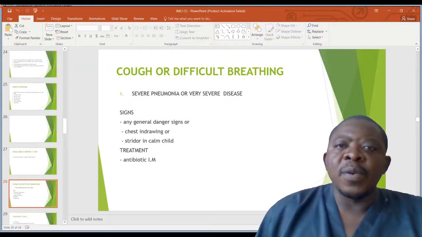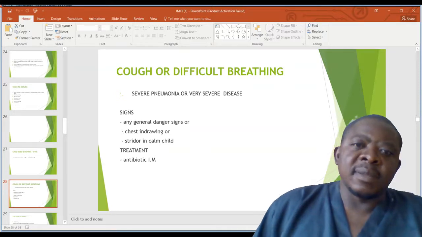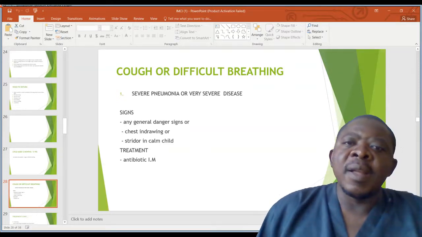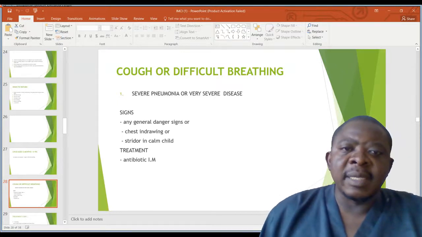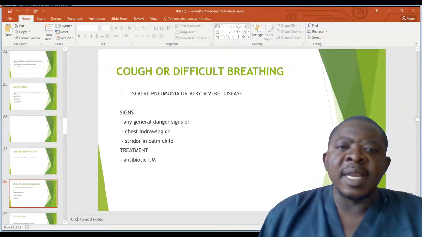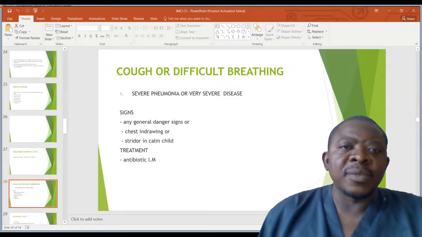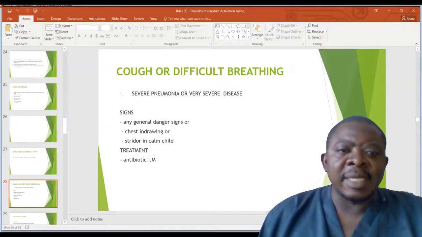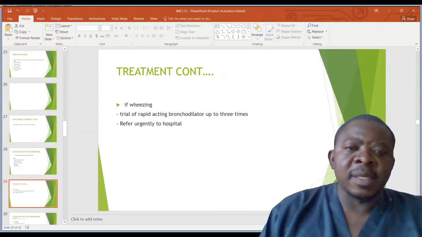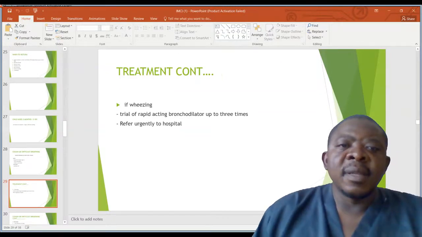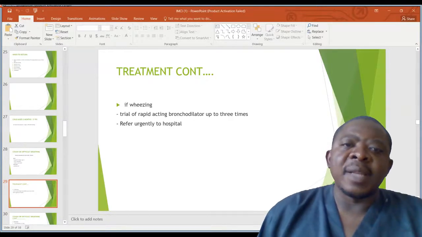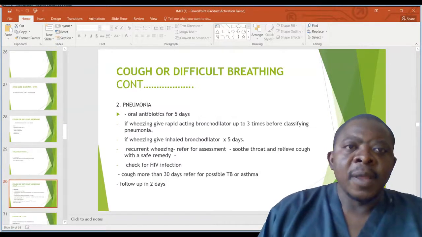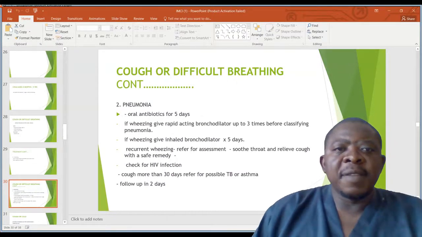For cough or difficulties in breathing, the diagnosis can be severe pneumonia or very severe disease. The signs and symptoms are any general danger sign, or chest indrawing, or stridor in a calm child. So this one constitutes severe pneumonia or very severe disease. Treatment is antibiotics, IM. Then if wheezing, give a trial of rapid-acting bronchodilator up to 3 times and refer urgently to the hospital.